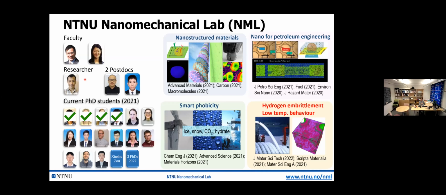At the same time, we use multi-physical experimental techniques for the 4 research directions, including nanostructured materials with unique mechanical performance and their application in petroleum engineering, and even extending to surface and coating design for smart phobicity. And today our focus will be structural material performance under Arctic operation, like hydrogen embrittlement or the low temperature behaviors in the bottom right corner here.